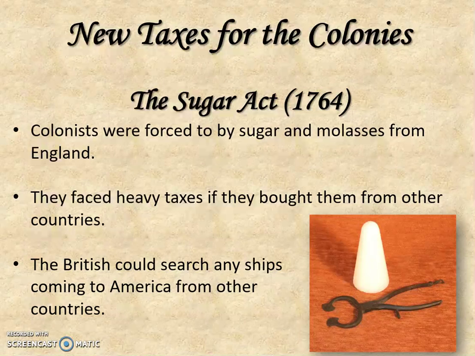The Sugar Act said that the colonists could only buy sugar and molasses from England. They couldn't buy it from any other country or anywhere else. So then they had to have a really heavy tax on that. This is also where we saw the writs of assistance, which allowed the British to search any ships for sugar they might be smuggling from other nations or other colonies.